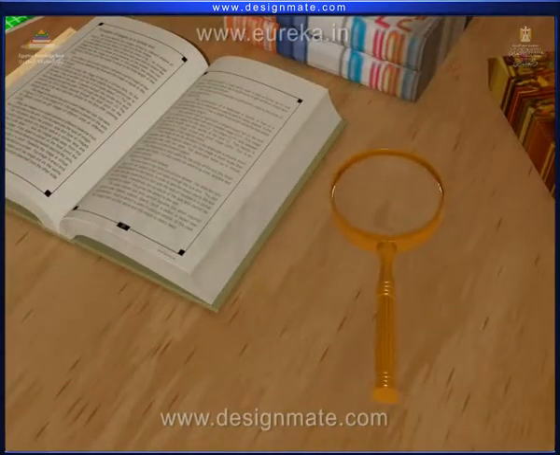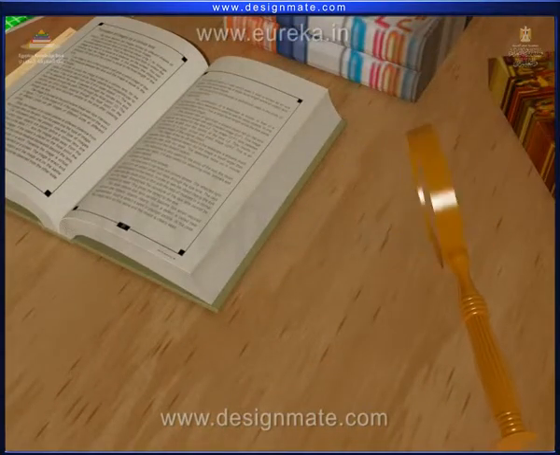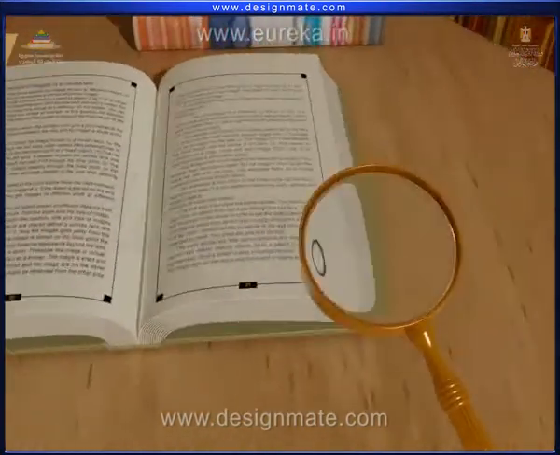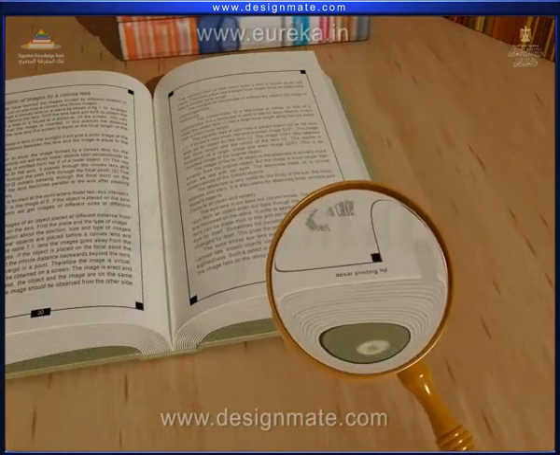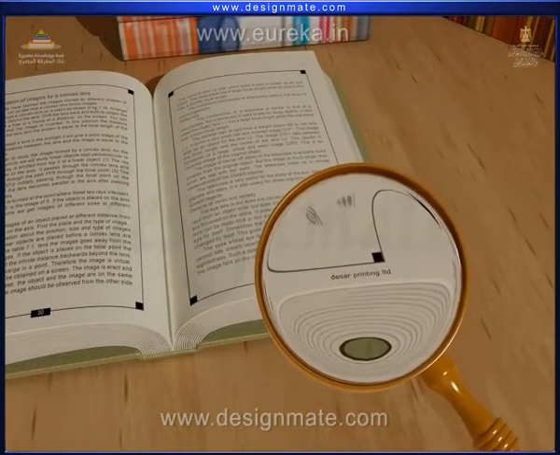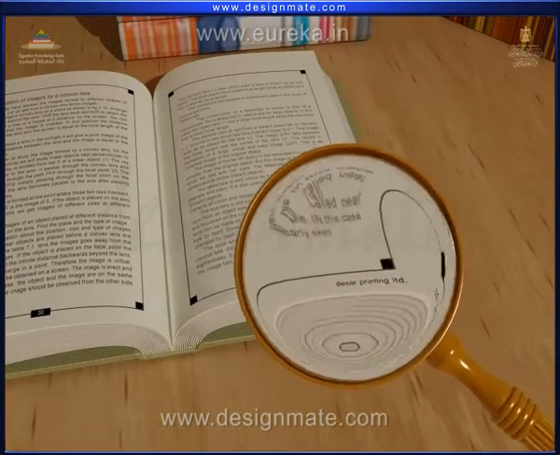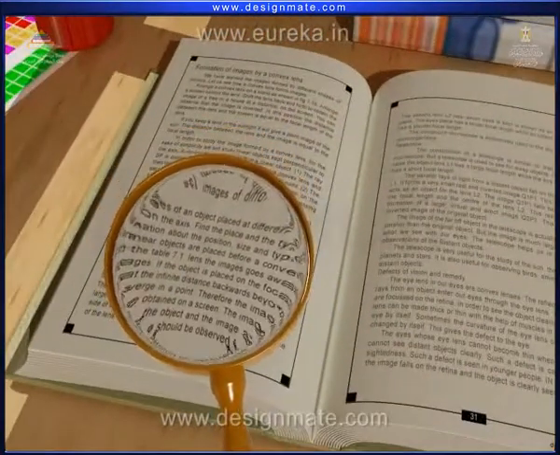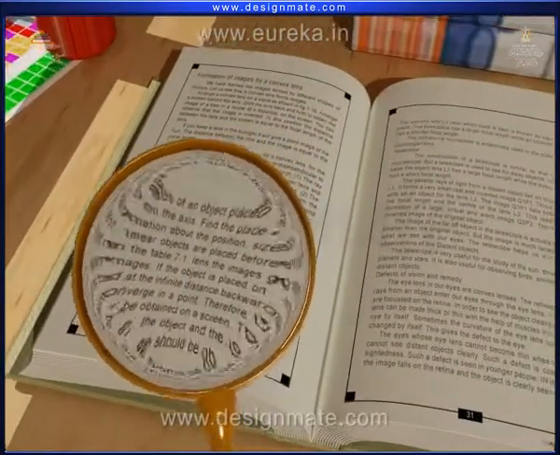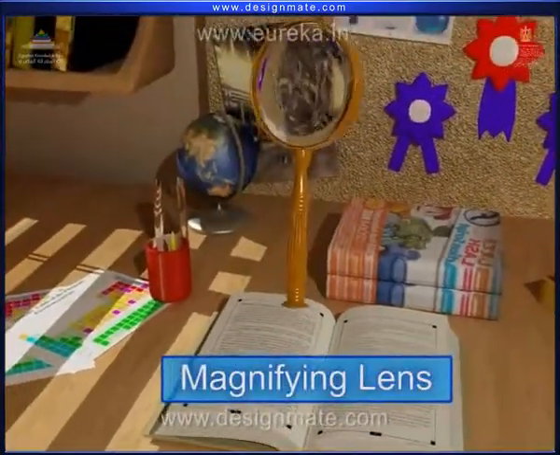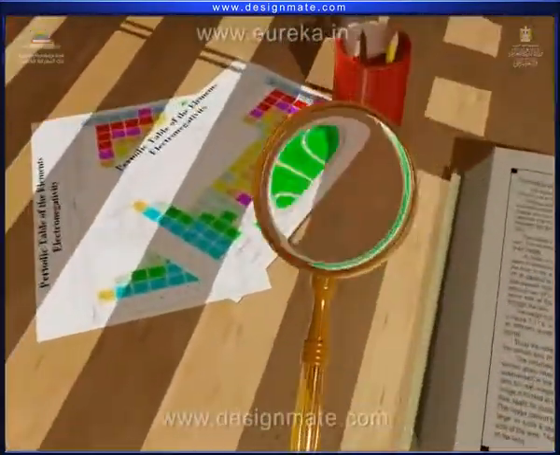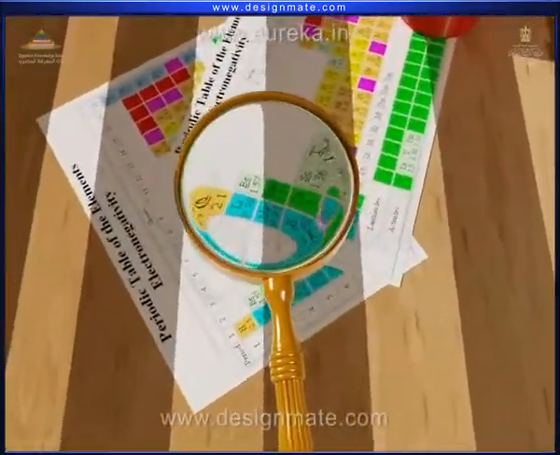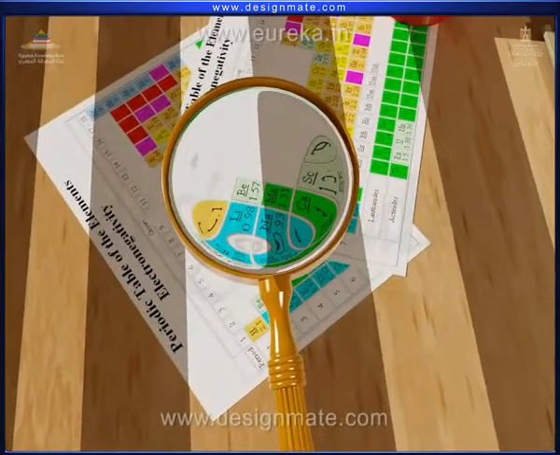Let us look at a simple but interesting magical instrument. Notice how this instrument converts the small letters into big ones. Isn't it wonderful? Would you like to know more about this instrument? It is called a magnifying lens. By looking through a magnifying lens, objects look bigger than their original size.